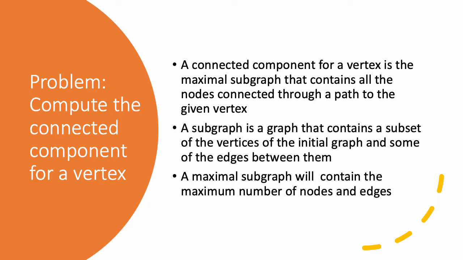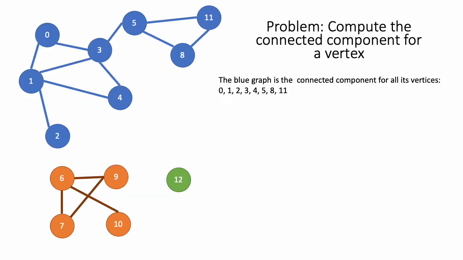And sure, a subgraph contains a subset of vertices from the initial graph and some edges between them. Now, a maximal subgraph will contain the maximum number of nodes and edges based on the property that we define. Now, let's see which will be the connected components for our graph. And as you can see, we have three connected components here: the blue, the orange, and the green.